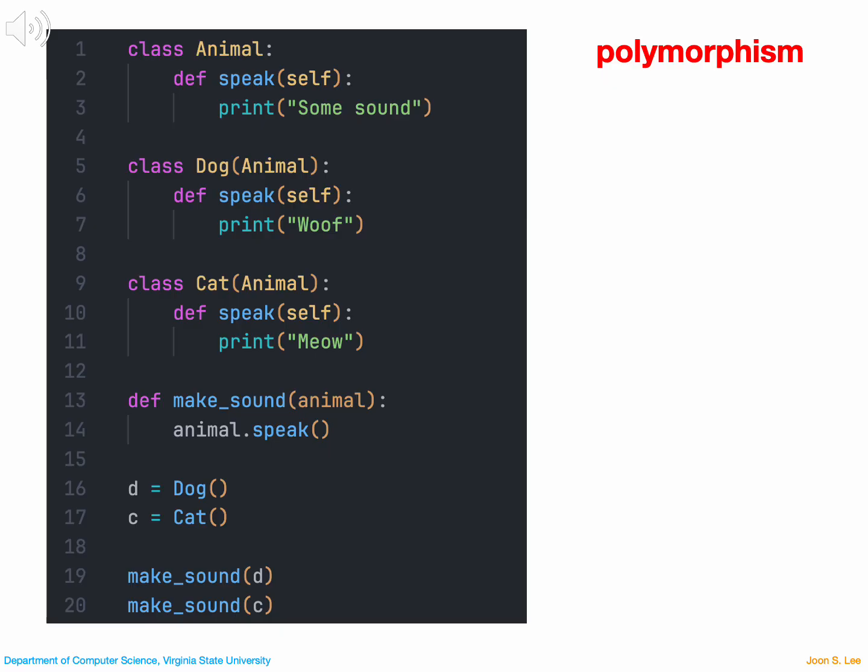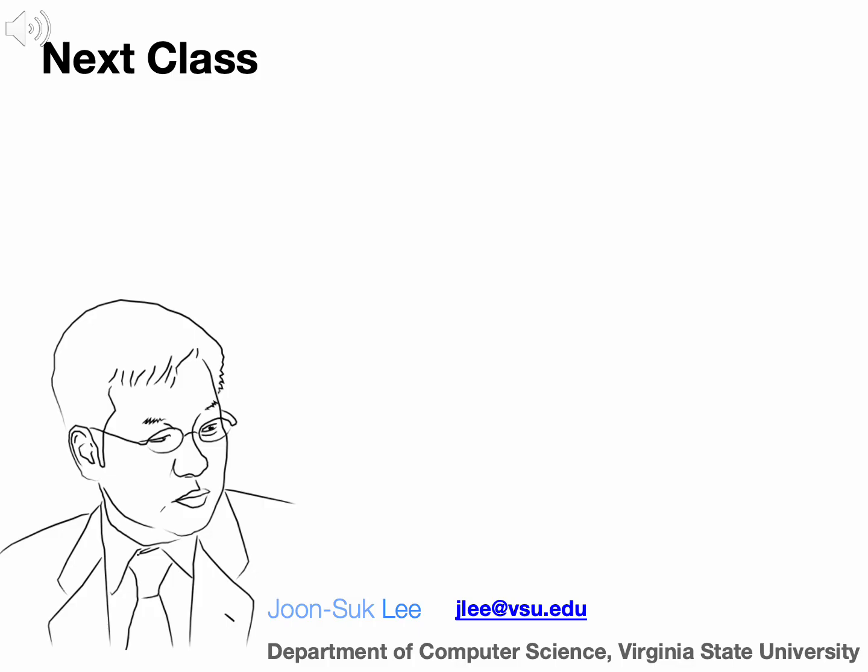Even though the function call is the same, the behavior is different. When we pass in a dog, it prints woof. When we pass in a cat, it prints meow. So the same method call, speak, behaves differently depending on the object. That is polymorphism. Before we wrap up, I want to emphasize something important.